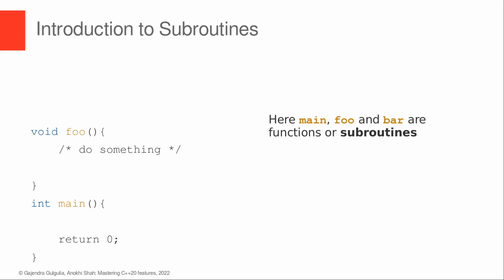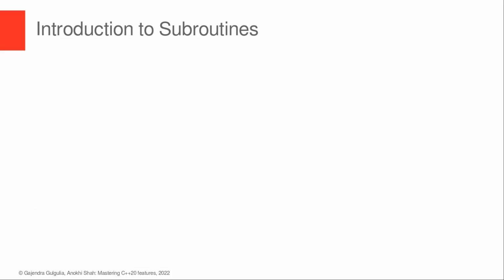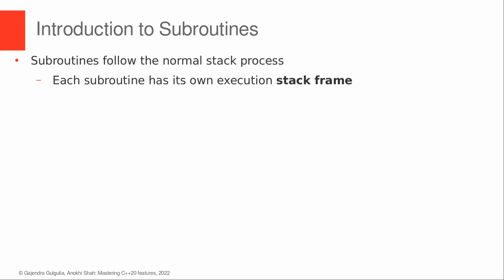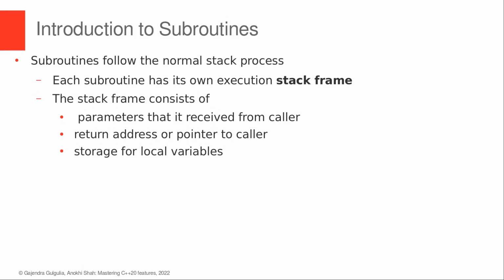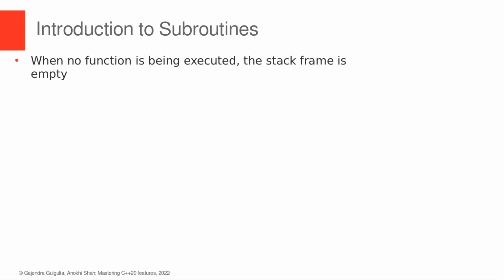Here, for example, main, foo, and bar are functions or subroutines. Main calls foo and foo calls bar. Subroutines follow the normal stack process. Each subroutine has its own stack frame. The stack frame consists of parameters that it received from the caller, return address or pointer to the caller, and storage for local variables. Execution state, which is activation record, which we will discuss in the upcoming slides.